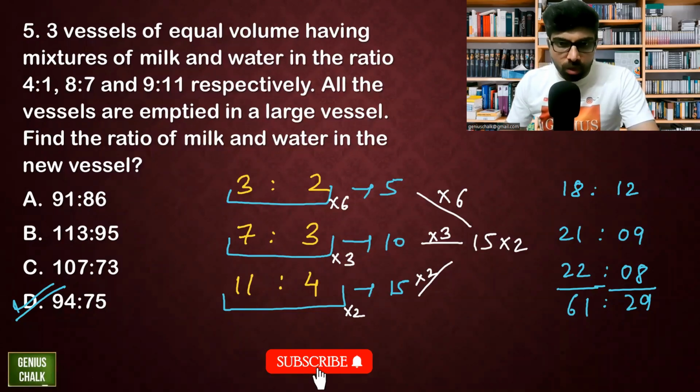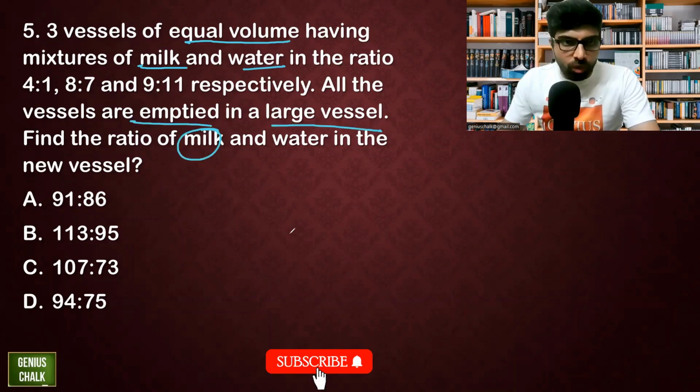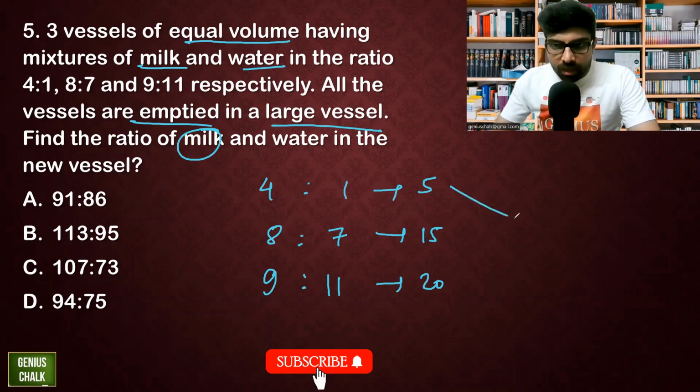Now let's do one more. 3 vessels of equal volume, already written equal volume. They have a mixture of milk and water in them, and again they are emptied in a large vessel. We have to tell the ratio of milk and water. So let's try. 4:1, 8:7, 9:11. Now if we write the totals, it will be 5, it will be 15, and it will be 20. Now what is the LCM of all? So we can see the LCM is 60.